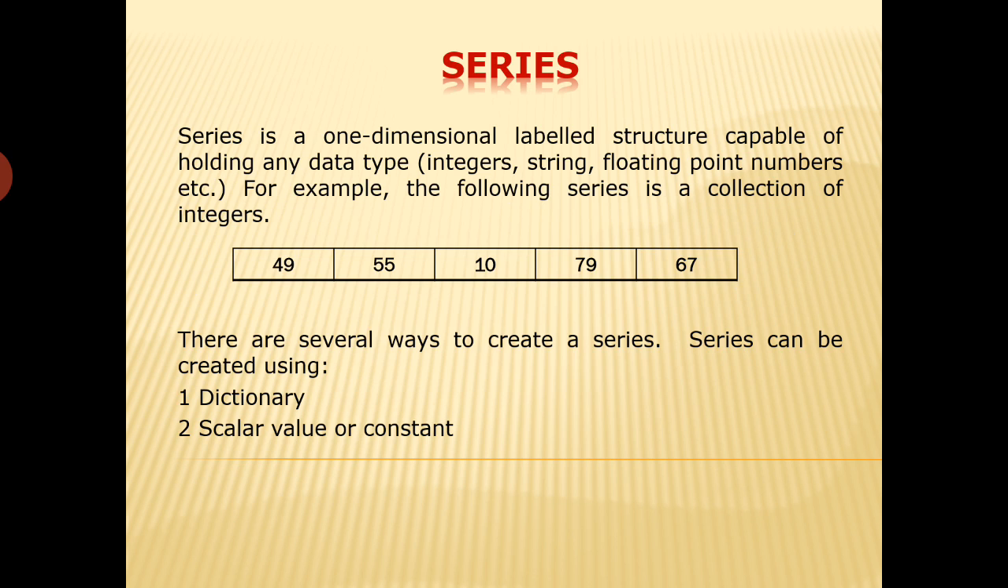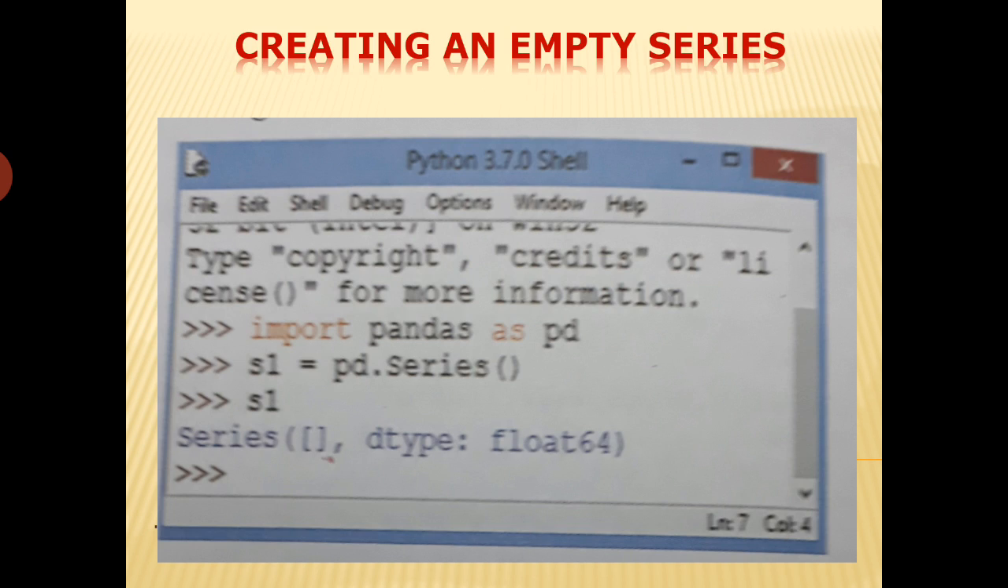There are several ways to create a series type object. Series can be created using any of the following two methods. First is dictionary, second is scalar value or constant. Now, let us discuss these methods to create a series.